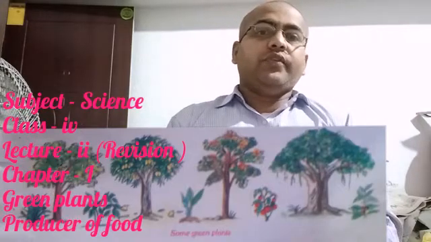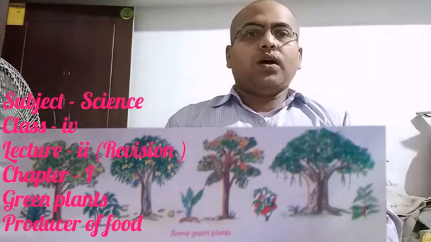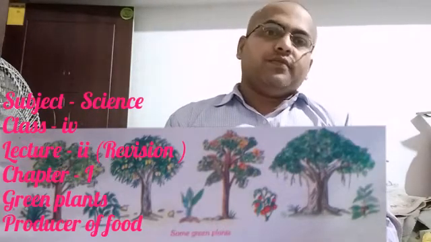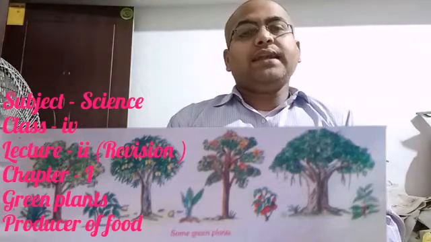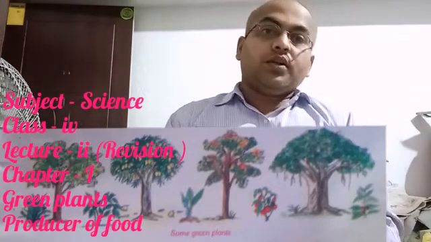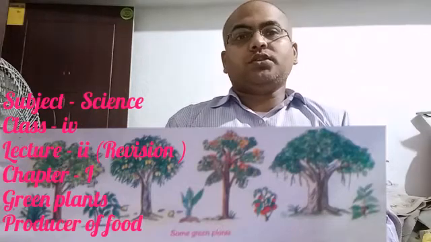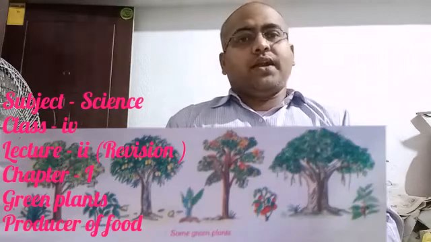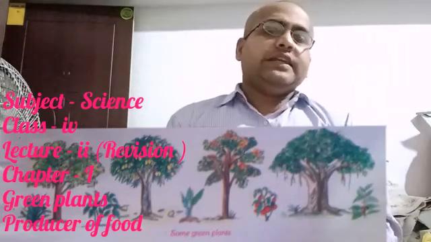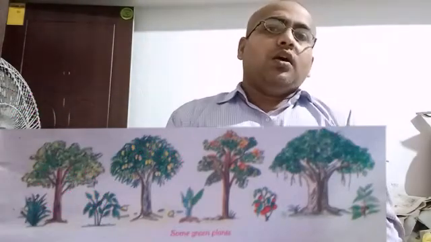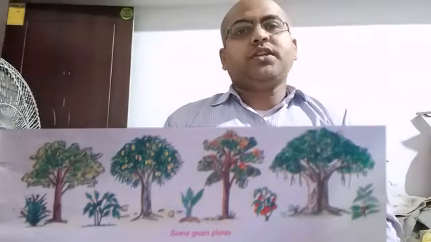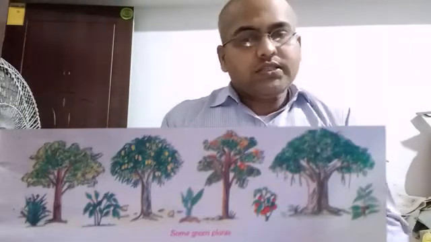Today in this video lecture, we'll discuss chapter 1, that is green plants, producers of food. In the previous lecture, we had discussed the different parts of leaves and how leaves help in the process of food preparation, that is photosynthesis. Today we'll discuss some activities, how this food prepared by photosynthesis is used by the plants, and then some special types of plants. So let's discuss one by one.